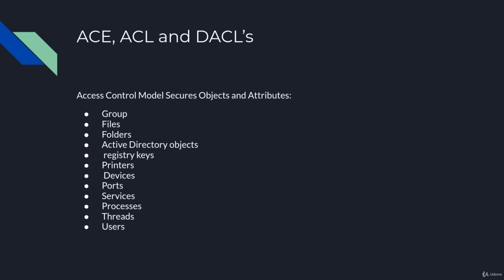And in Active Directory, you can use an access control model to secure objects and attributes, and those can be a group like domain admins, files, folders, Active Directory objects, registry keys, printer devices, support services, users, threads, and processes. Those are the attributes that we can secure through the access control model in Active Directory.